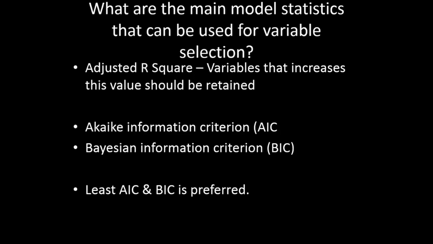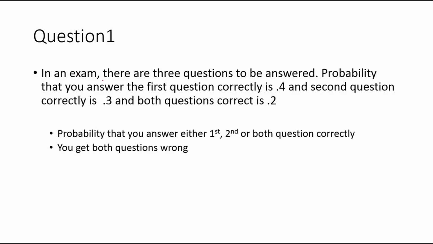Thank you. The first question goes like this. In an exam, there are 3 questions to be answered. Probability that you answer the first question correctly is 0.4. The second question correctly is 0.3, and both questions correctly is 0.2. What is the probability that you answer either the first question, the second question, or both questions correctly?